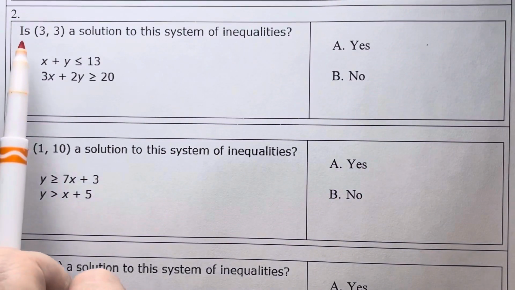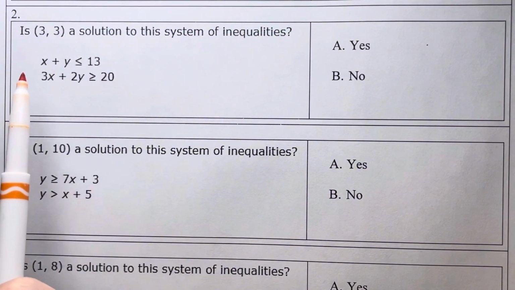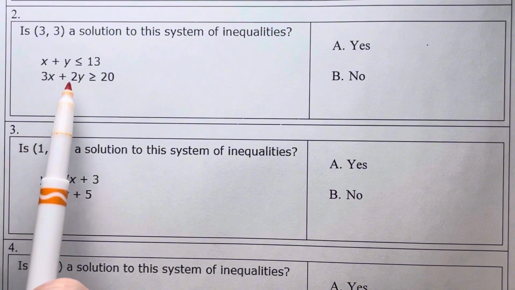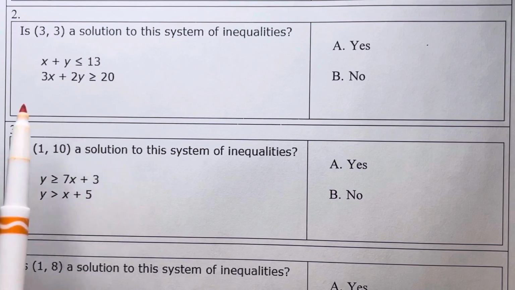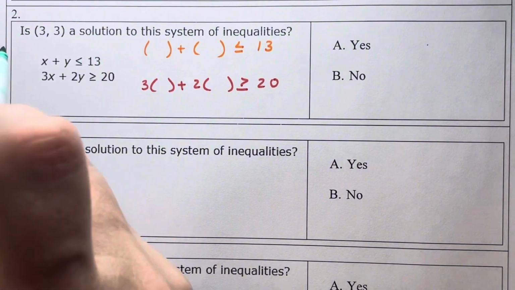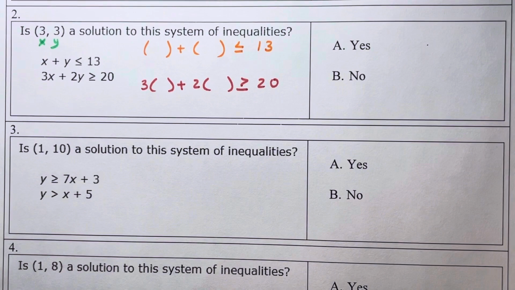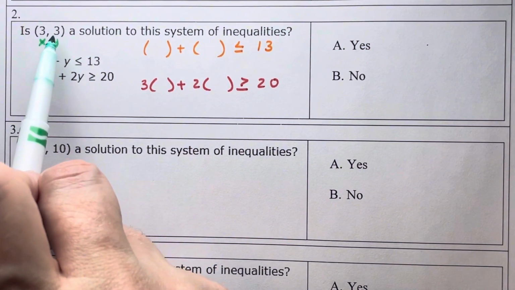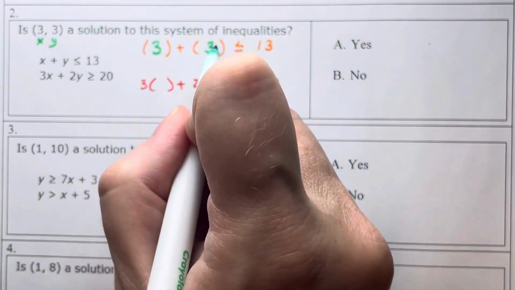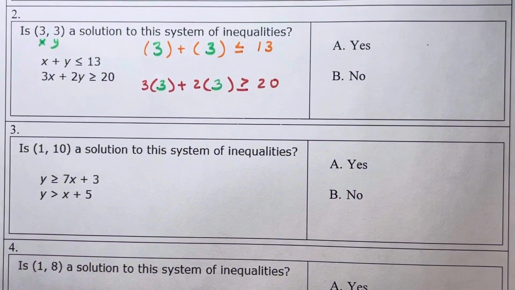Example 2. Is the coordinate point (3, 3) a solution to this system of inequalities where x plus y is less than or equal to 13 and 3x plus 2y is greater than or equal to 20? In this particular example, our coordinate point is (3, 3), so there's no question as to what each value of x and y is. Let's substitute our 3's into our inequalities. So there's 3 for x and 3 for y, and we do that for both of our inequalities. Let's find out what they make.